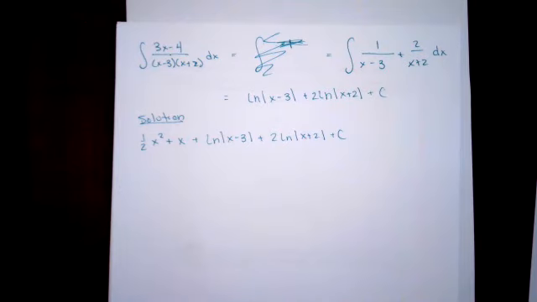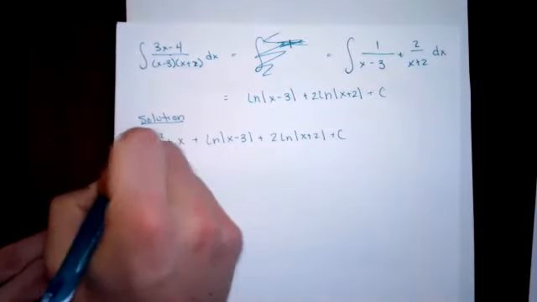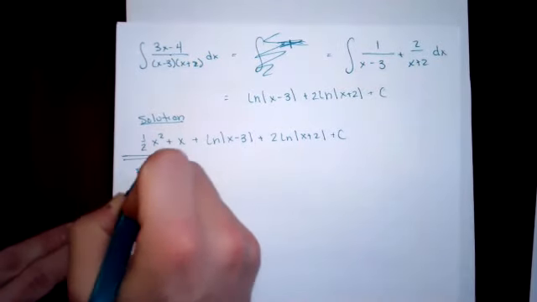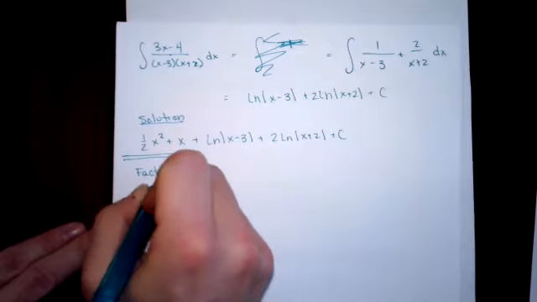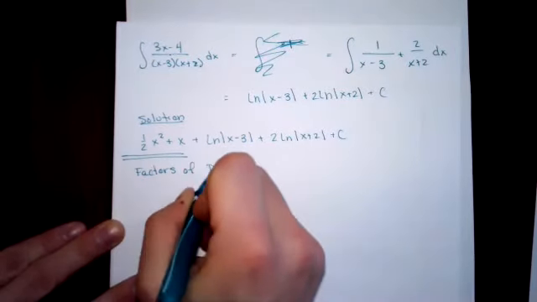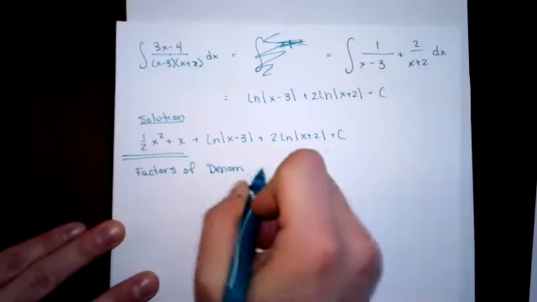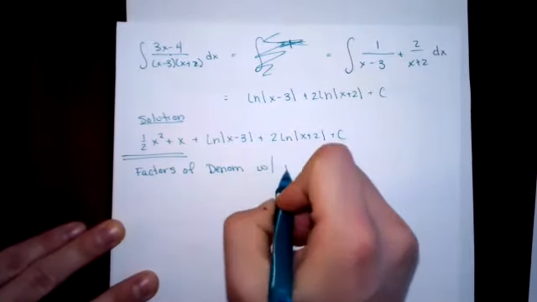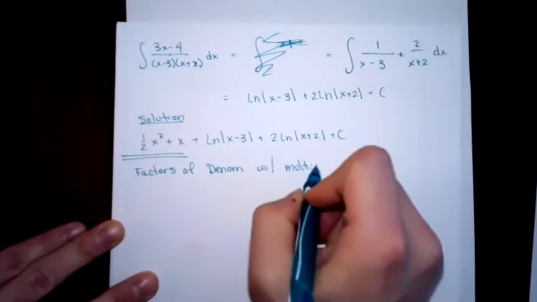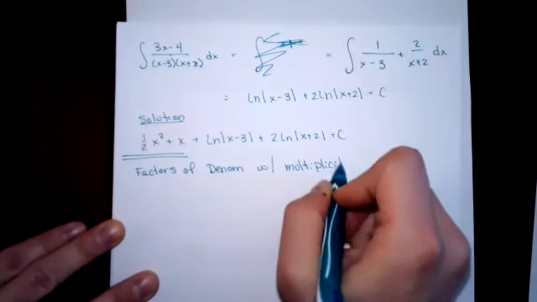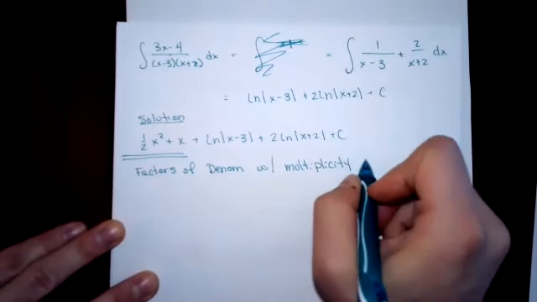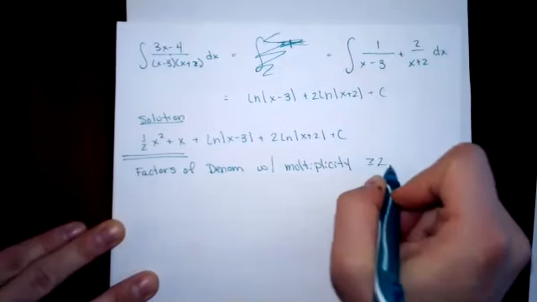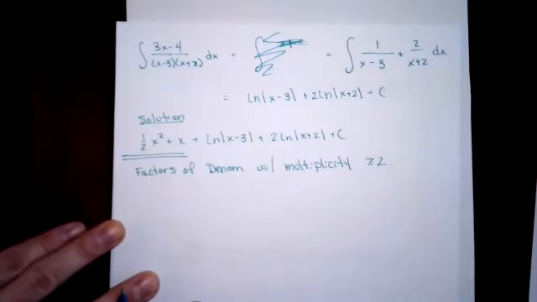Okay, so that's basically all of it. There's one extra thing that can occur when we have the factors of the denominator with multiplicity bigger than or equal to 2.